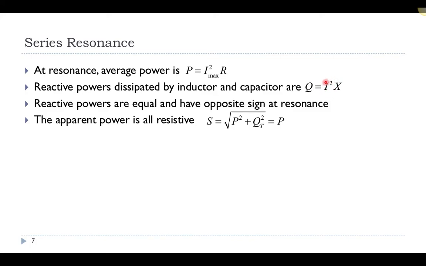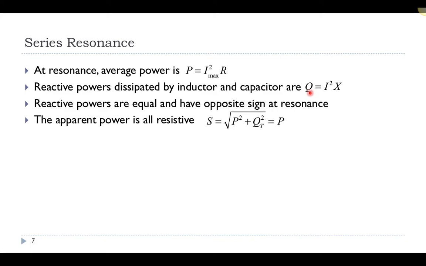And again, this is just the amplitudes, right? These are not phasors, these are just the amplitudes of each of those values. But the reactive powers are equal and opposite. So if I add the total amount of reactive power in the circuit, I would have positive reactive power for the inductor, negative reactive power for the capacitor.